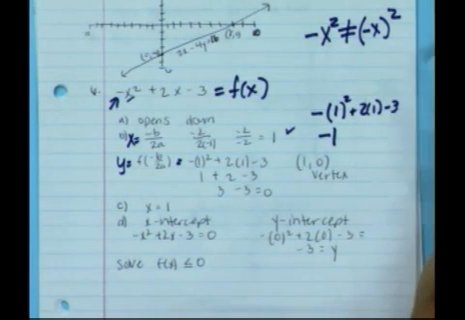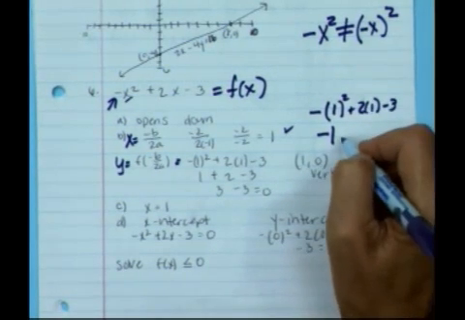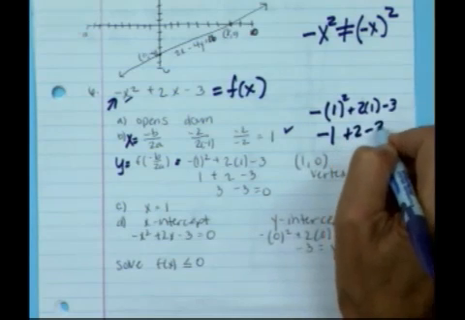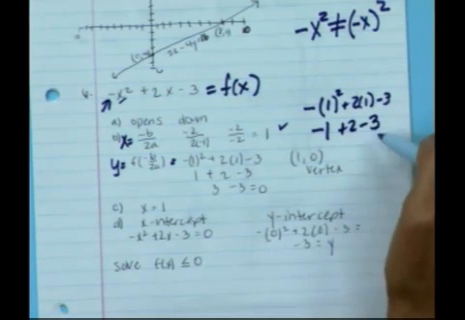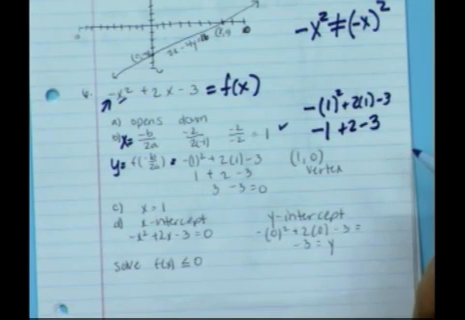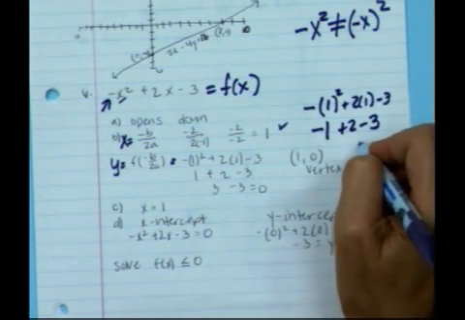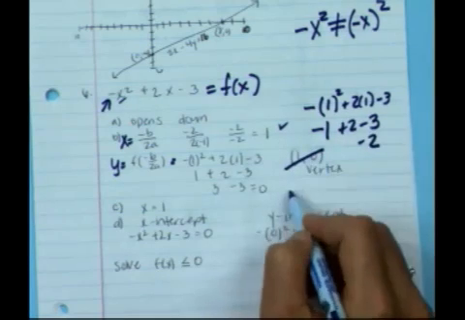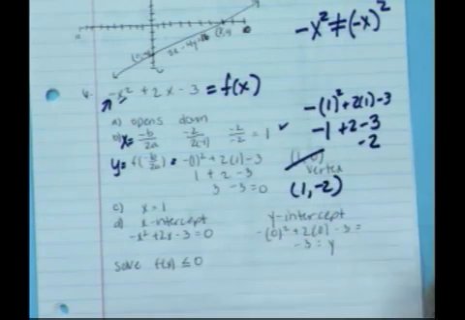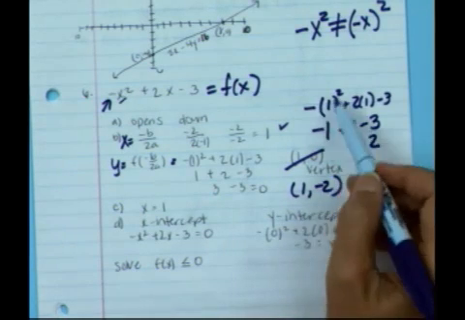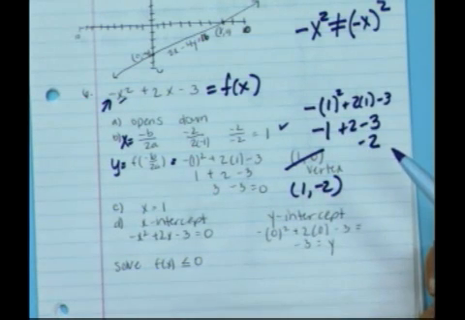All right, so when we put this in, we get negative 1 plus 2 minus 3, and that looks like to me that is going to come out to be 2. Is that right? Negative 2. So the vertex is going to be the ordered pair 1, negative 2. Any questions on that so far? All right, be careful with those negatives. These are good problems to get you back on that.